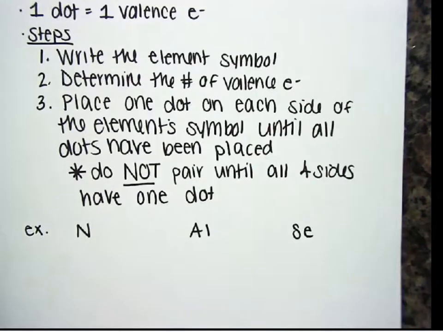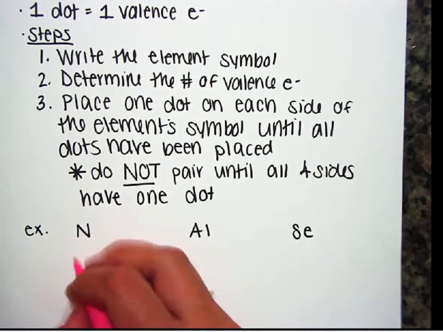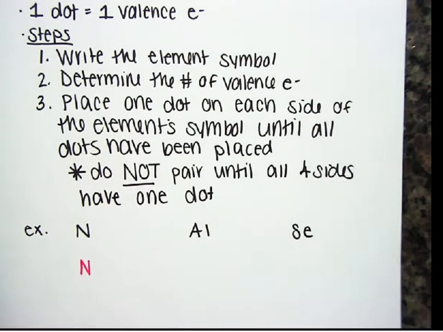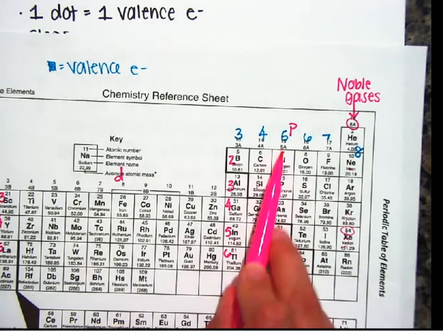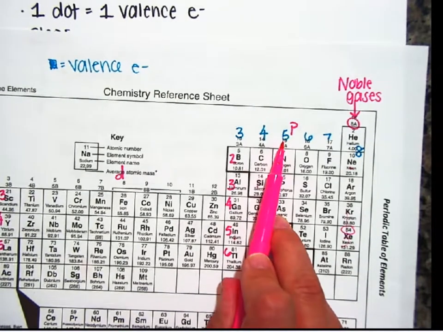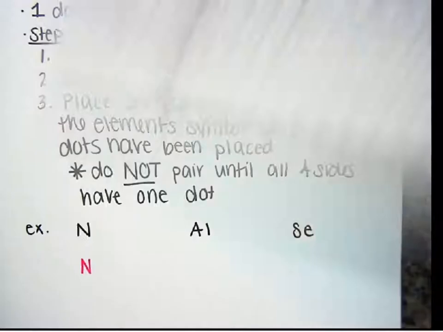Alright, so let's do 3 examples. Again, these are pretty easy to do. First one, nitrogen. So step 1, we're going to write the symbol. Step 2, determine the number of valence electrons. So I'm going to find nitrogen on the periodic table. Nitrogen has 5 valence electrons.